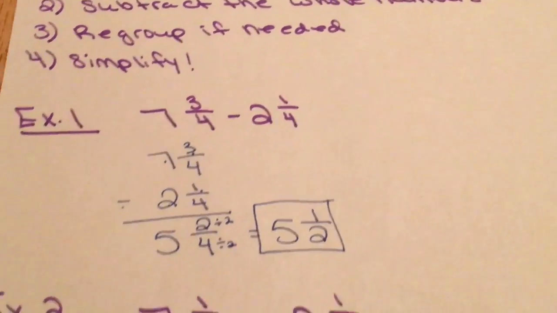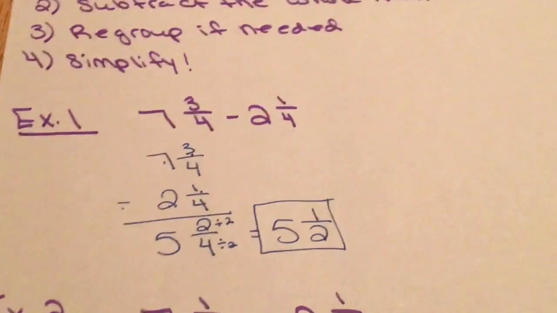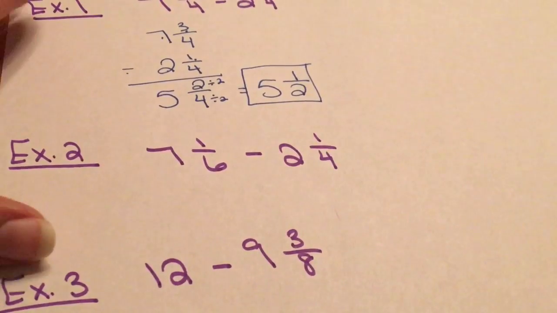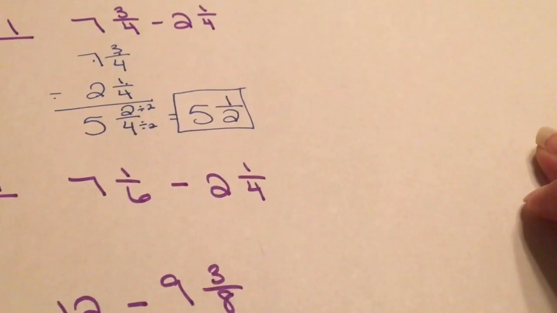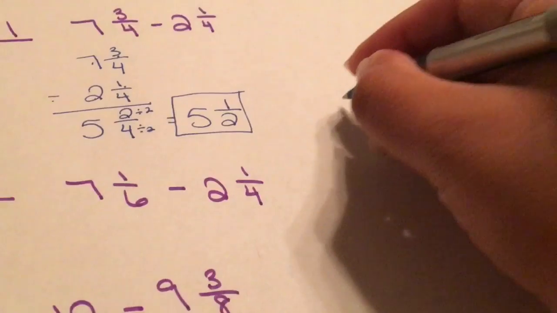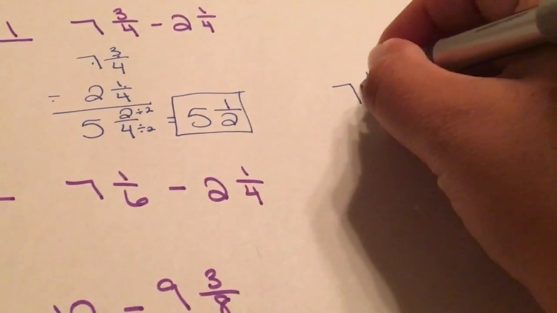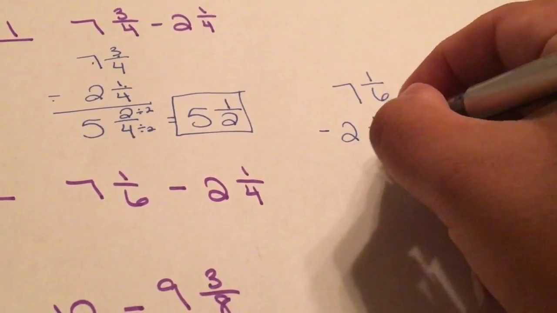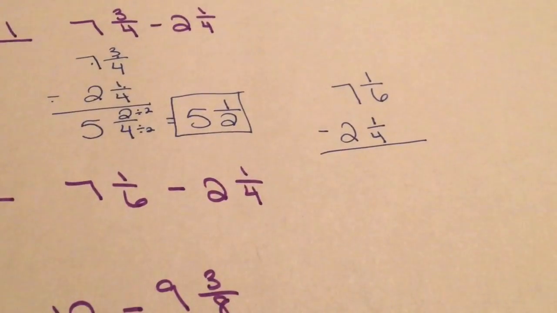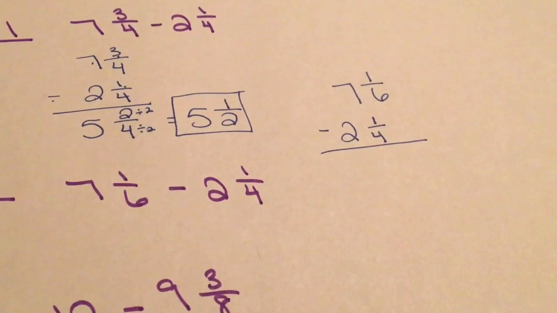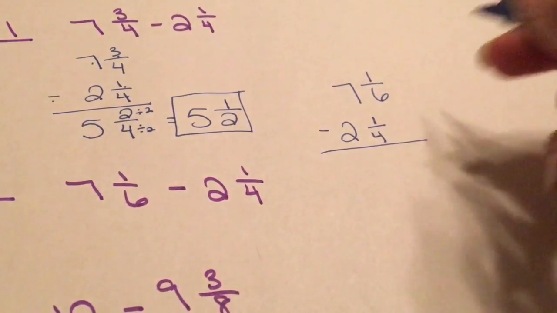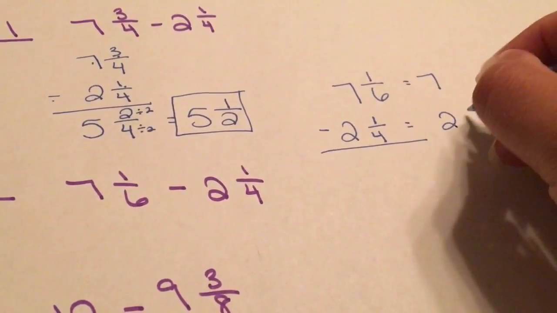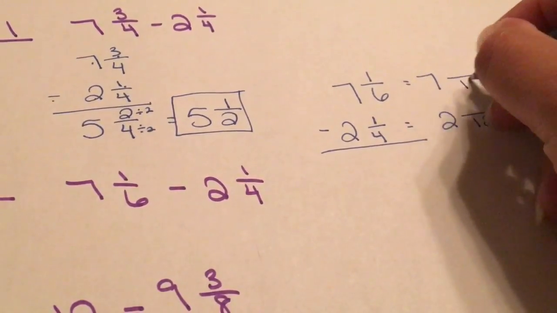Okay, let's look at example 2. We have 7 and 1/6 minus 2 and 1/4. Now this one's going to be a little tricky. I'm going to save some space over here so I can rewrite it. So we have 7 and 1/6 minus 2 and 1/4. The first thing we notice is our denominators are not the same, so I need to make them the same. Our common denominator between 6 and 4 is going to be 12. So I'm going to make both of these have denominators of 12.